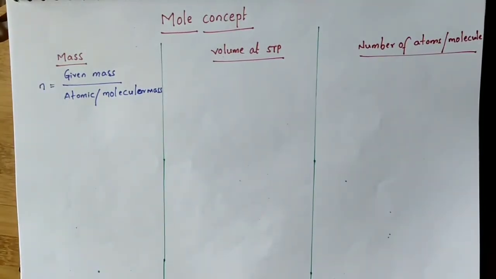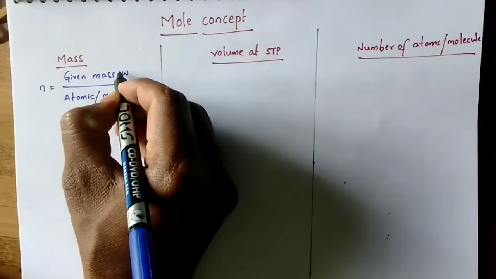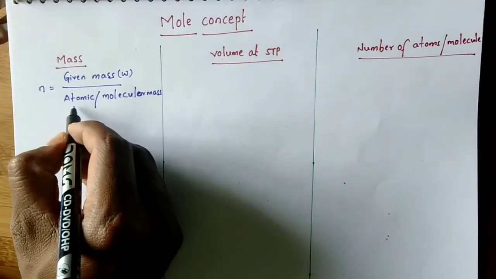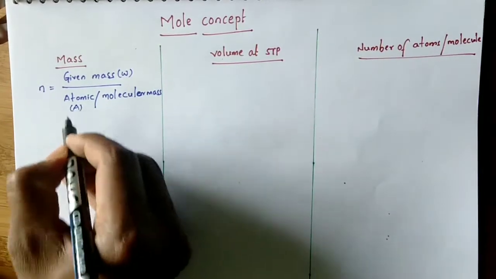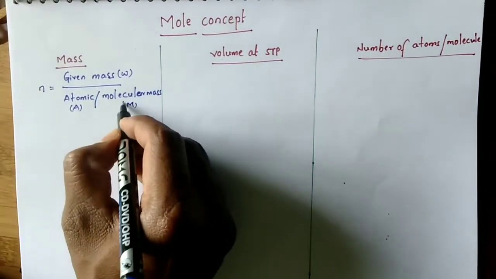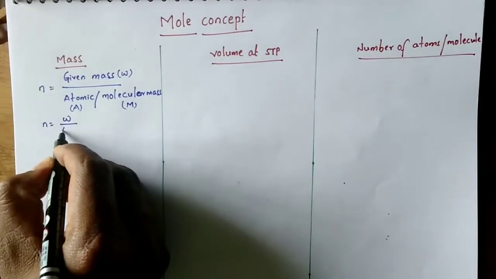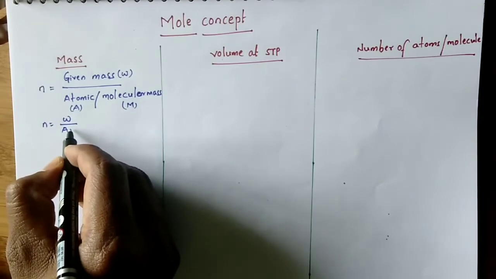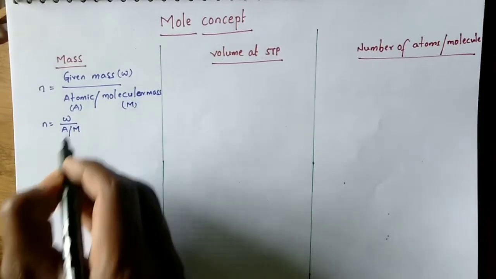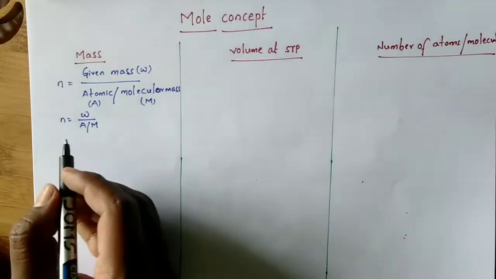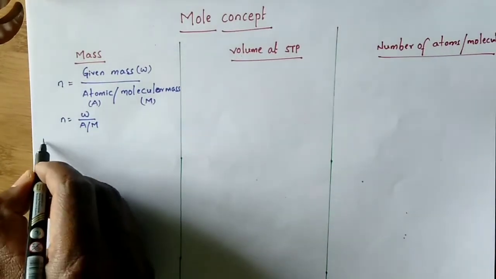Here, mass is generally indicated with W, atomic weight with A, and molecular mass with M. So the number of moles equals W divided by either the atomic mass or the molecular mass. Let us see one example.